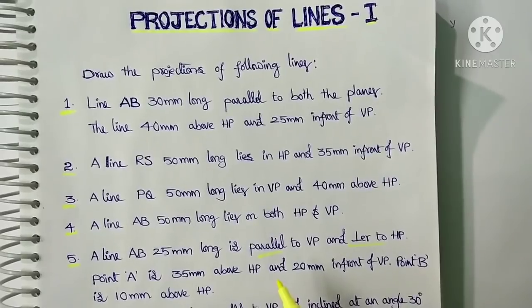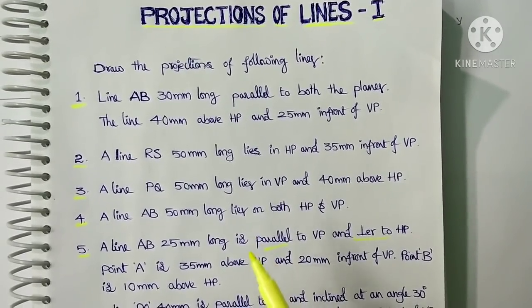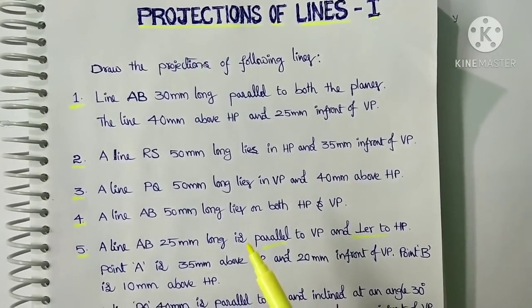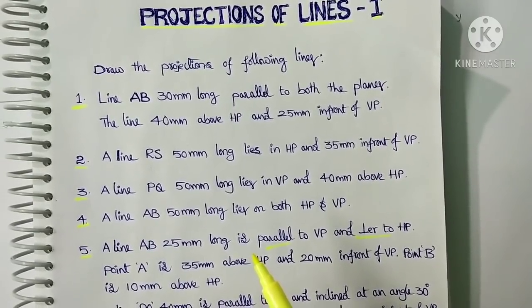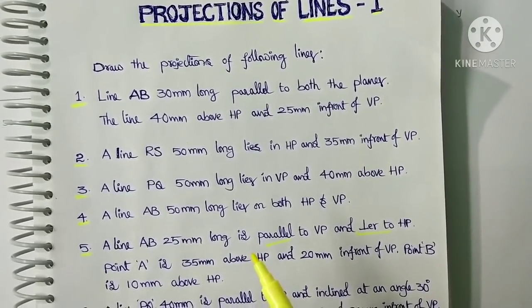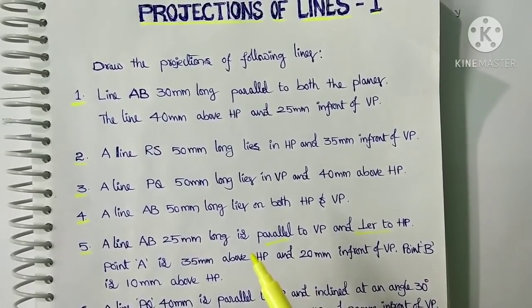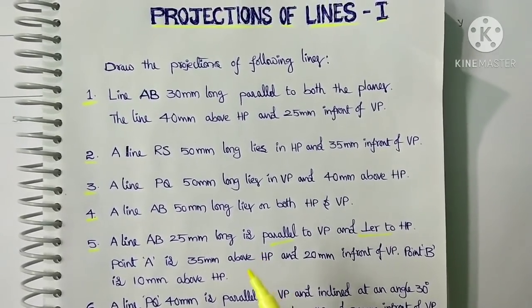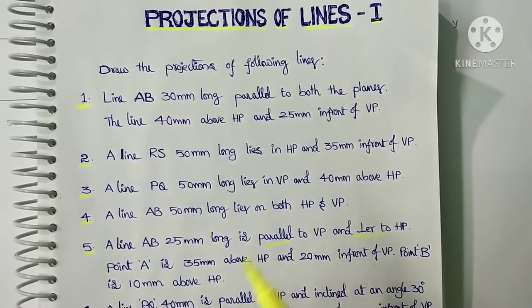And one more thing, if you observe the problems in this sheet, we have problems only on first angle projection. Why should we follow only first angle projection? I already explained in the last lecture. According to the BIS, Bureau of Indian Standards, we are following first angle projections. Indians are following first angle projections. So that is why we will have the condition, that is above HP, in front of VP, in every problem.